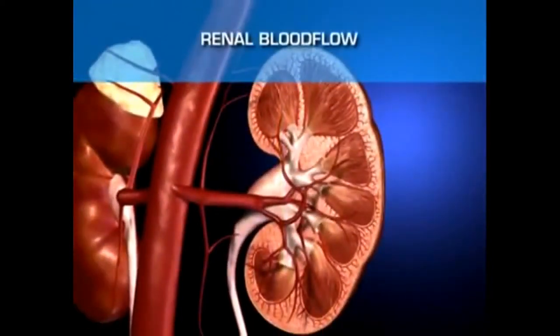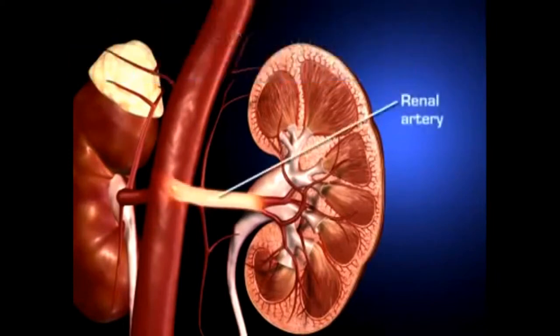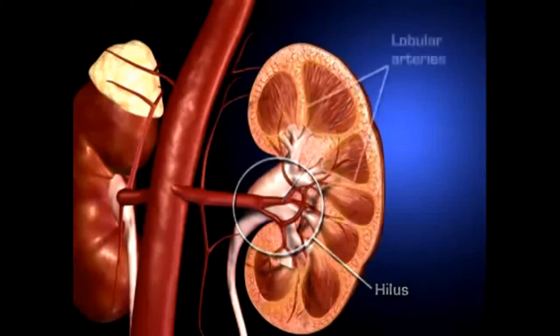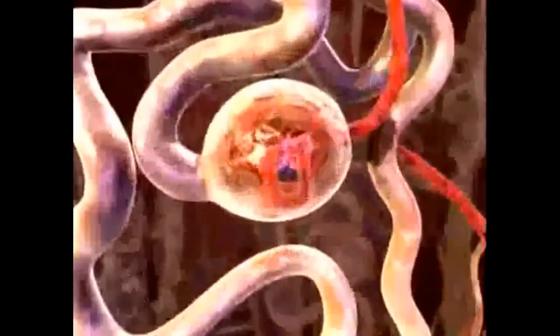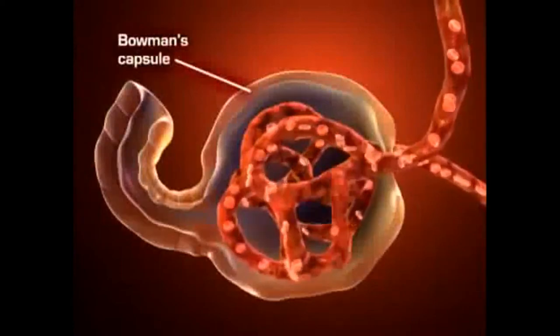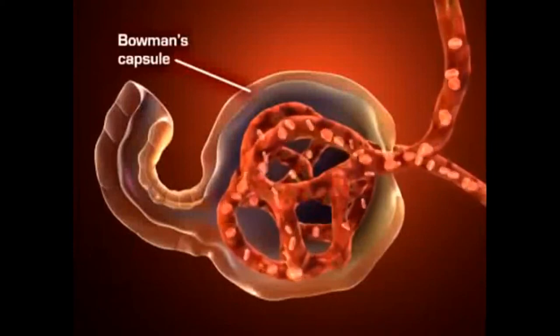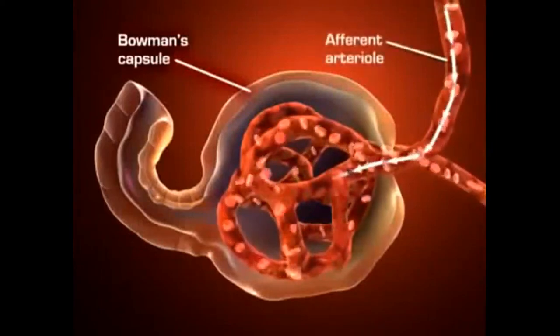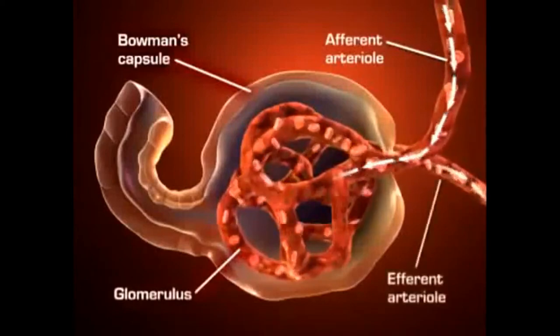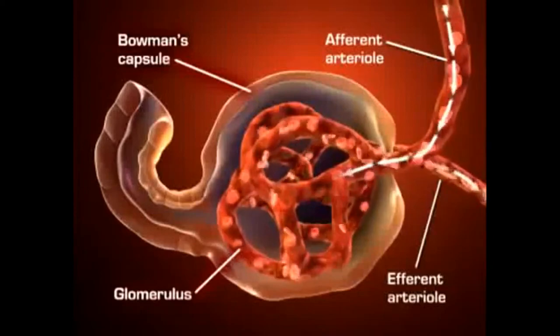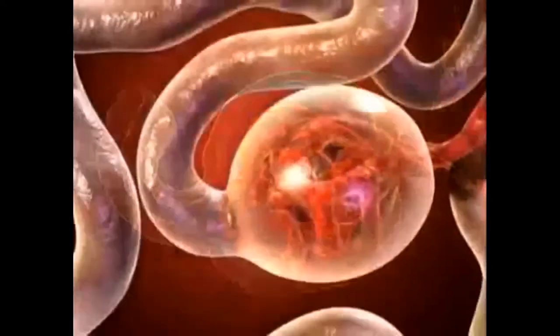Each kidney is supplied with blood by a single renal artery that arises on its respective side of the aorta before dividing into 5 segmental arteries that enter the hilus. Within the kidney, each segmental artery branches into several lobular arteries. The lobular arteries further subdivide to form interlobular arteries, which branch off into afferent arterioles. Blood flows into the glomeruli through the afferent arterioles. Blood flows out of the glomerulus through the efferent arteriole. The afferent and efferent arterioles regulate glomerular capillary pressure by selectively dilating or constricting.